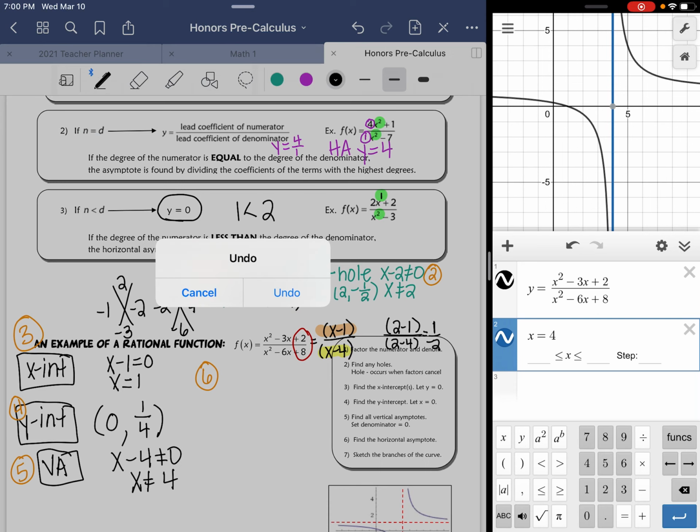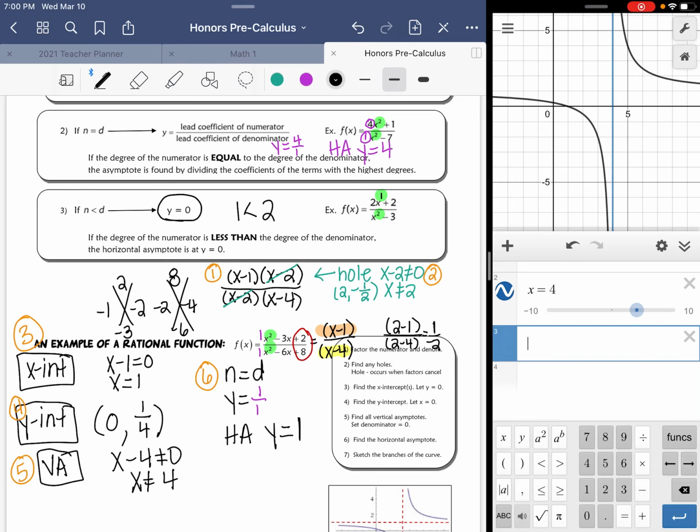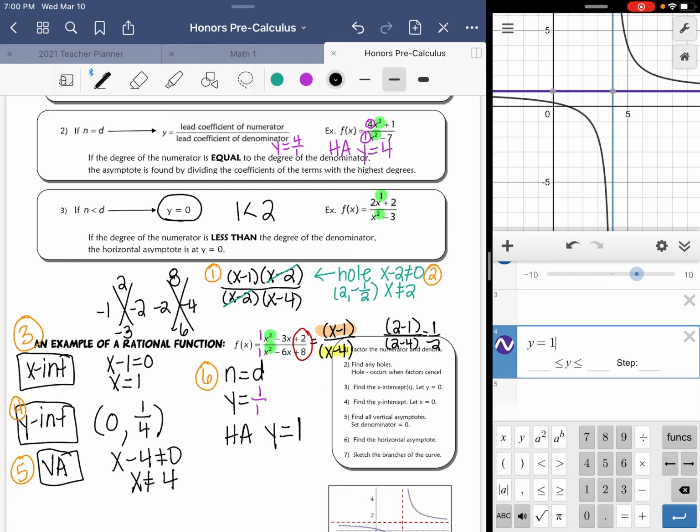So when we do this, it's going to be much easier to look at the original. So the degree of the numerator is 2, divided by the degree of the denominator is also 2. So my numerator degree equals my denominator degree, so therefore we're going to divide the leading coefficients. So the leading coefficients here are 1 and 1. So 1 divided by 1, my horizontal asymptote is y equals 1. If I graph that, I can see that happening at y equals 1.